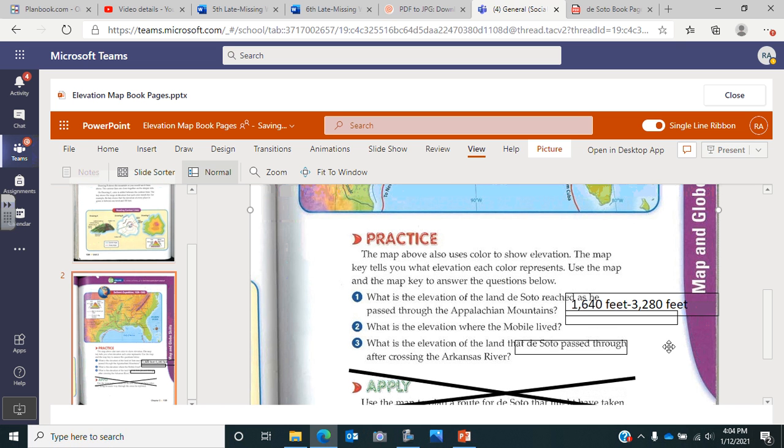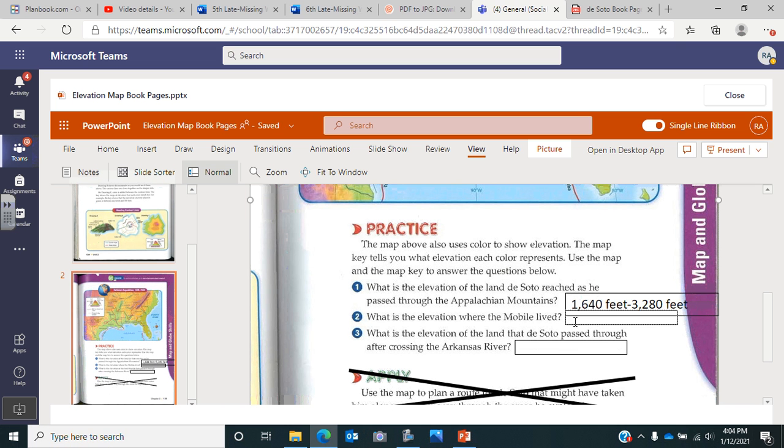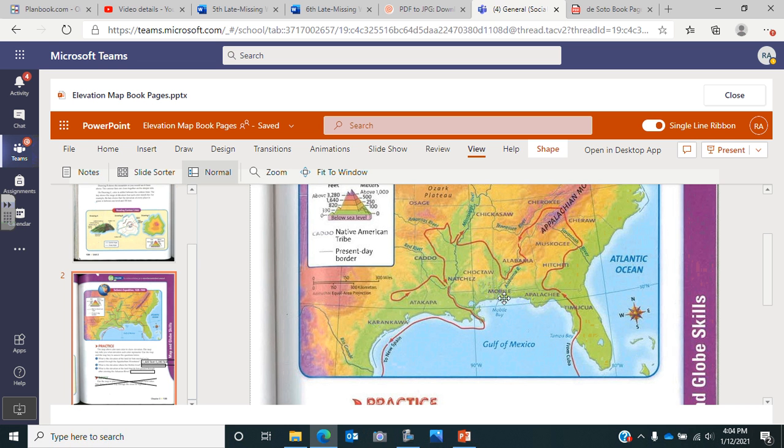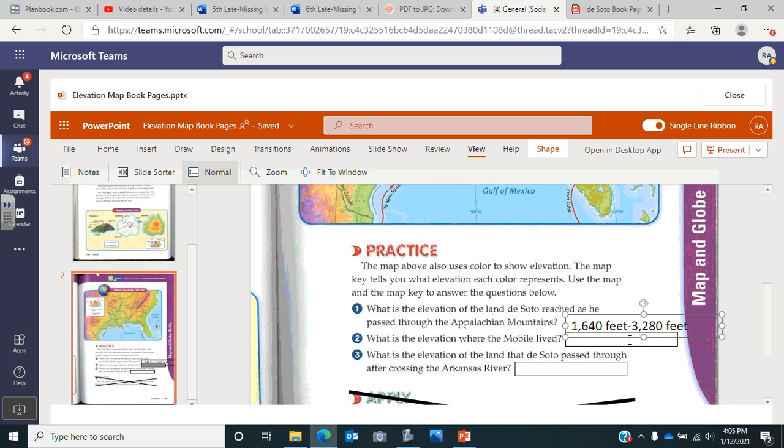So now we're looking at question number 2. So 2 asks us, I'm going to move that up a little bit out of the way too, what is the elevation where the Mobile lived? So we're going to look here. The Mobile, oh, they lived here. So we're going to look to see, okay, green is where the Mobile lived. And we're going to look here. Green means that it's between 0 feet above sea level and 330 feet. So we come down here and we put 0 feet to 330 feet above sea level.